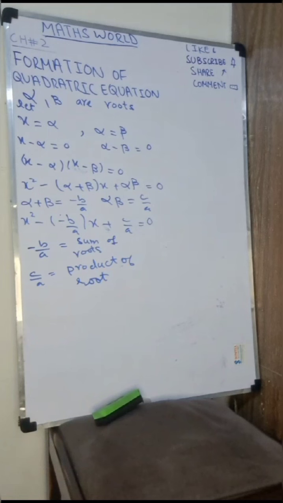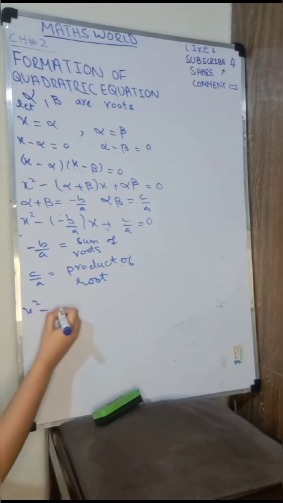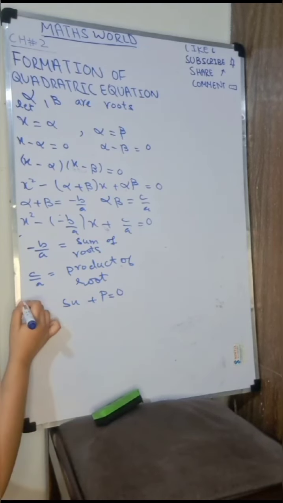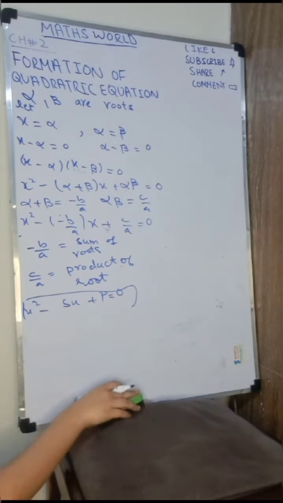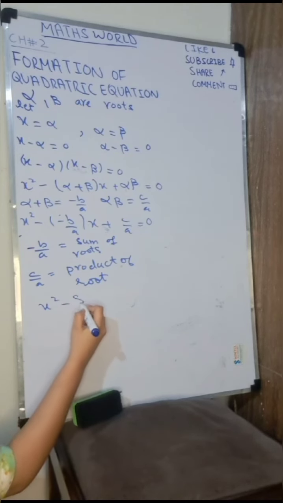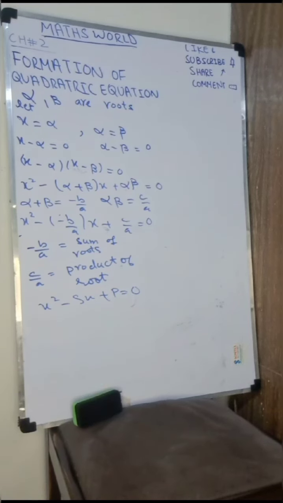So now what you will write here in the equation: x square minus sx plus p is equal to 0. So this is simply x square minus sx plus p equals to 0. So this is the equation. So this is the method to find the quadratic equation from the roots of the questions.